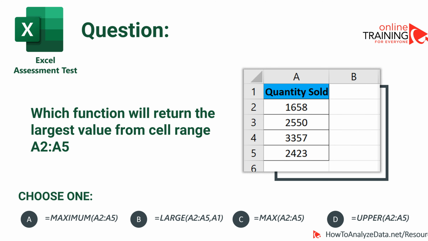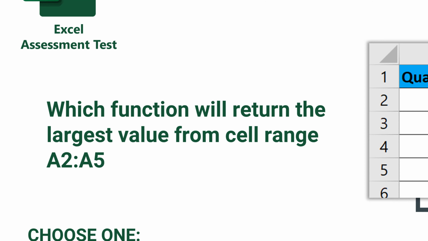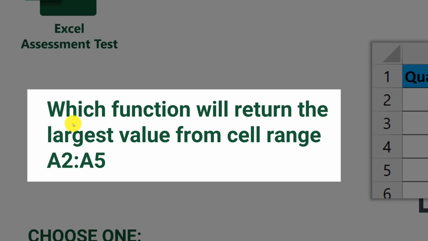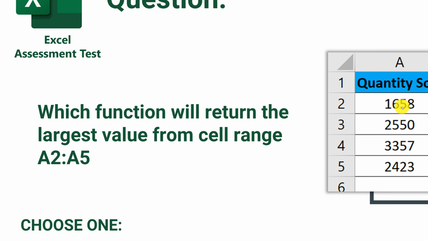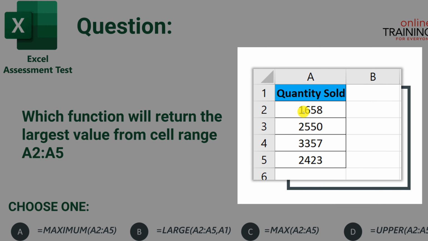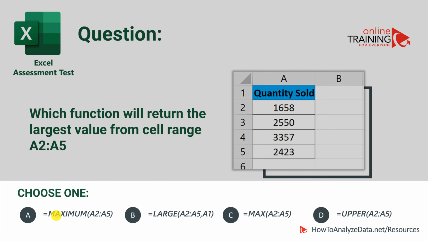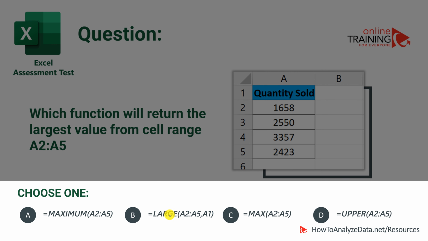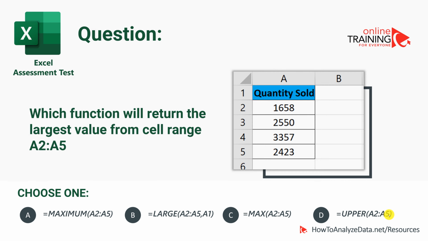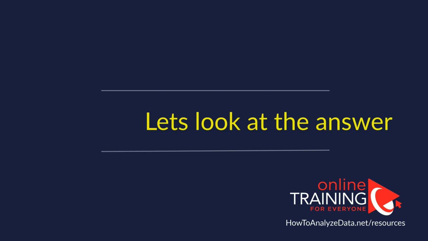Here is the question to test your knowledge of Excel formulas and functions. Which function will return the largest value from cell range A2 through A5? If you look at the screenshot, A2 through A5 contain 4-digit numbers. And there are 4 choices: A, MAXIMUM for the same range; B, LARGE for the same range, comma A1; C, MAX A2 through A5; and D, UPPER A2 through A5. Which one do you think is the right choice?